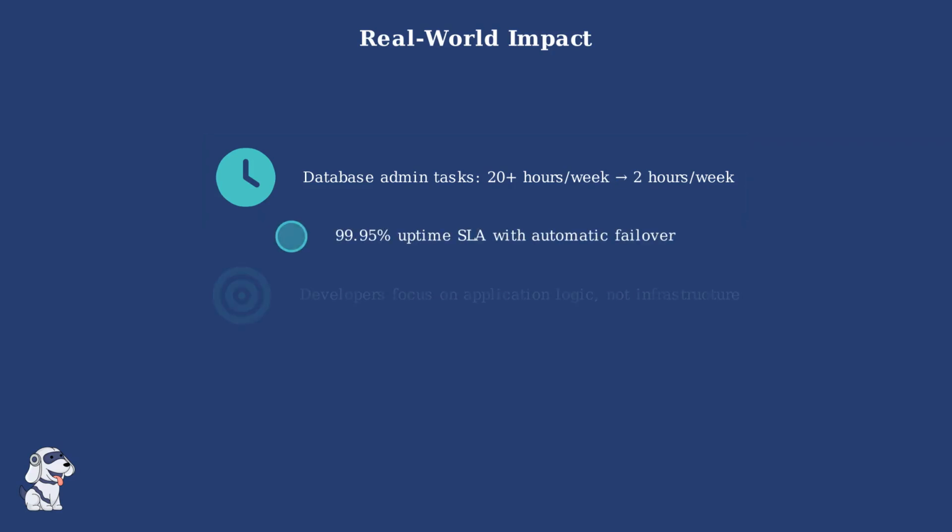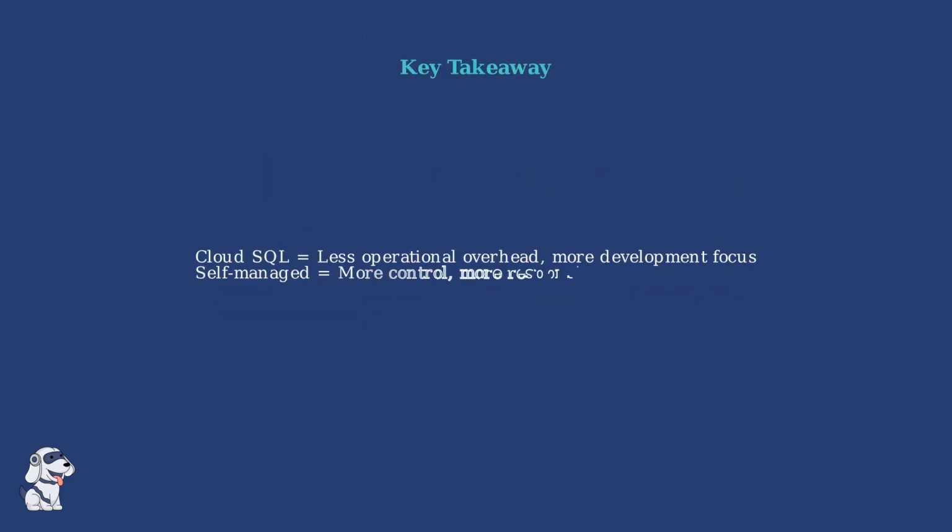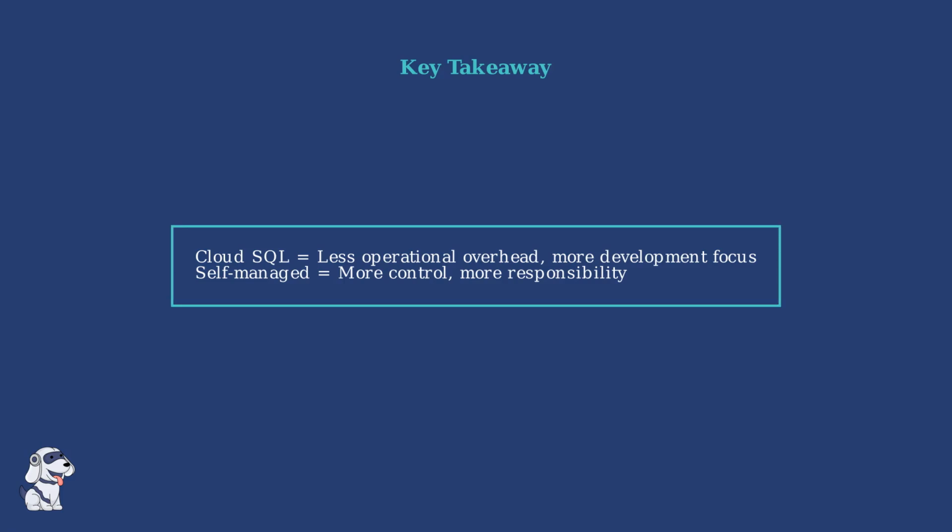Database administration tasks that typically take over 20 hours per week are reduced to just 2 hours. You get a 99.95% uptime SLA with automatic failover. Most importantly, your developers can focus on building application features instead of managing database infrastructure. The key takeaway is that Cloud SQL is ideal when you want to reduce operational overhead and focus on your application. Choose self-managed databases only when you need specific configurations or have unique requirements that Cloud SQL cannot accommodate.